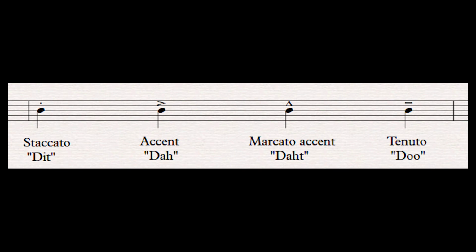I'm showing you a couple on the screen now for the common articulation markings. So for staccato, I generally use dit. I don't say the T, I just say dit. For accents, I'll use da. For marcato accents, dot. But again, I don't say the T, I just say dot. And for tenutos, you probably want to use something like do.